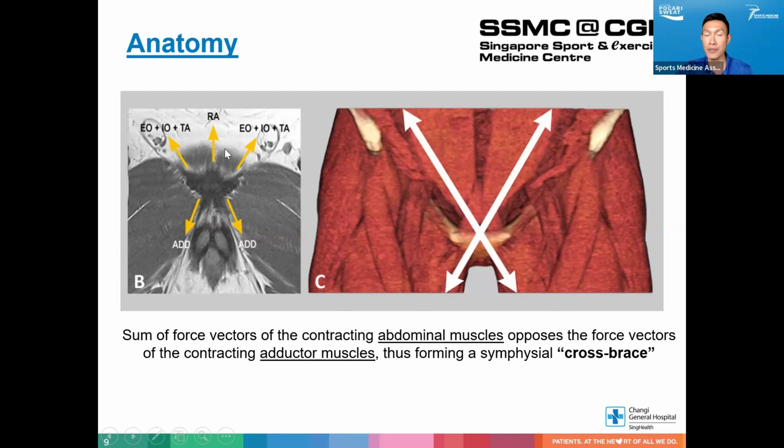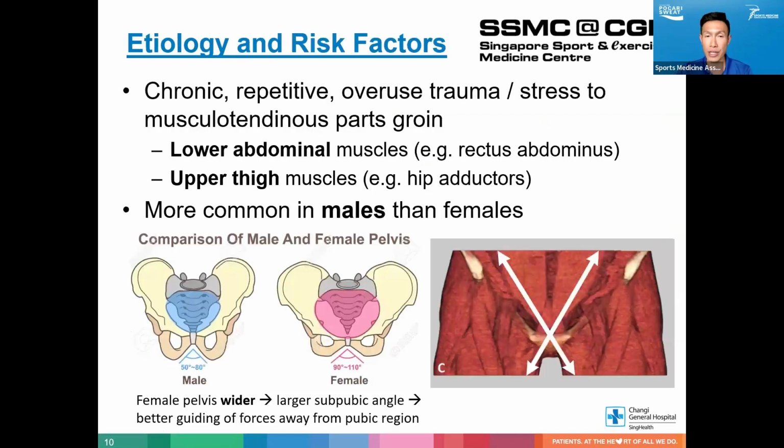And we talk about that 5-star kind of diagram around over here. So the rectus abdominis, the inguinal ligaments, the oblique muscles as well as the adductors over here. So a lot of possible weakness over that region, right?